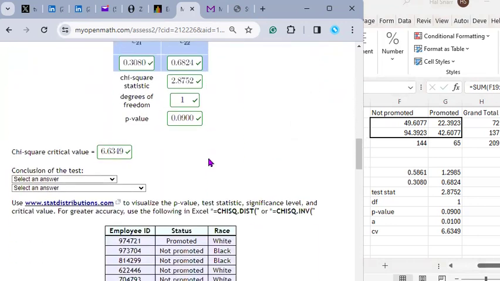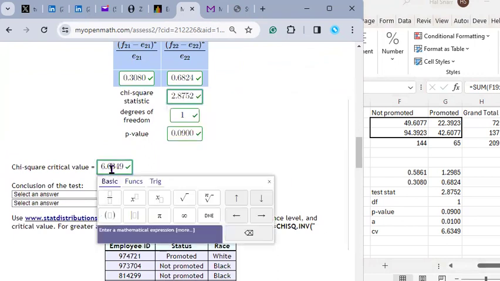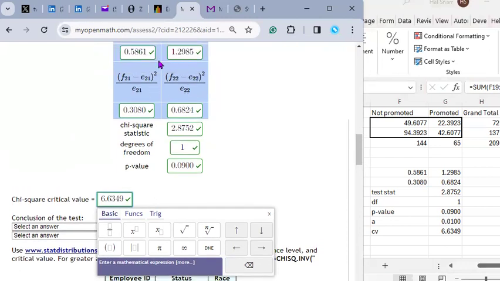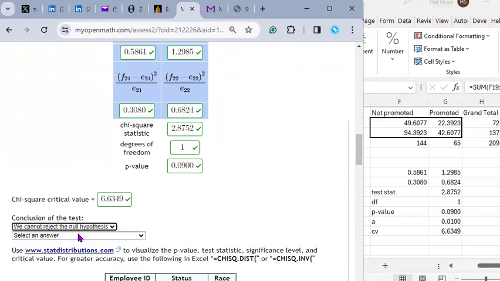But in my data, the chi-square test statistic is less than the chi-square critical value, which means the function of collective differences indicates the collective differences are insignificant. And so we have evidence in support of the null hypothesis. We can't accept the null. What we can say is we cannot reject the null hypothesis.